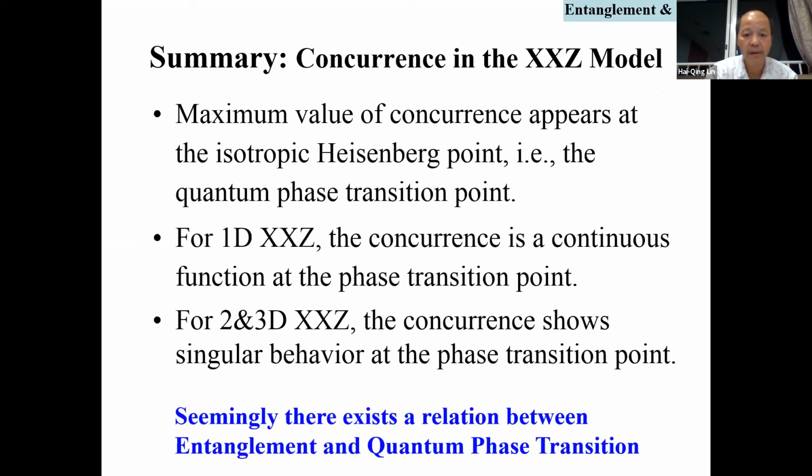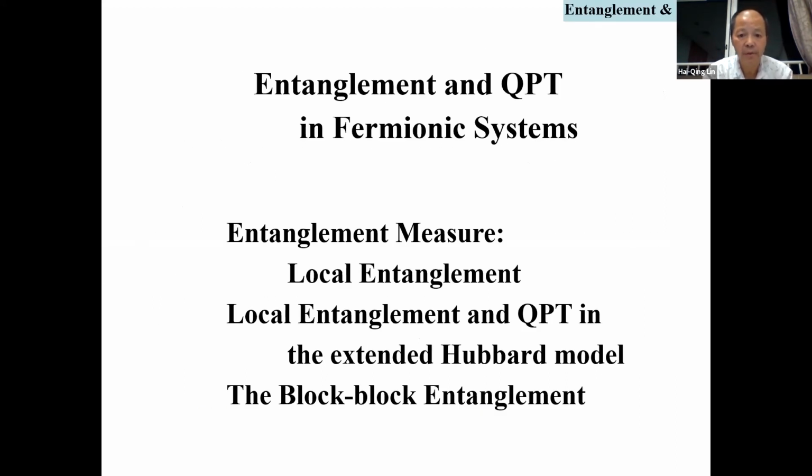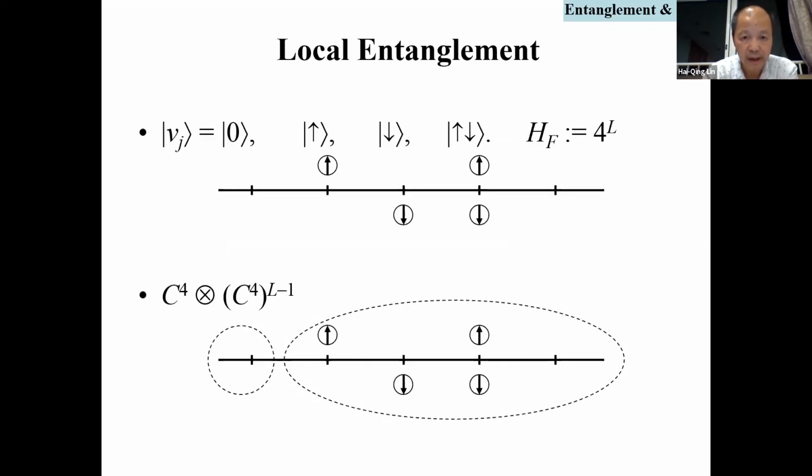Now, let me go to a fermion model by looking at the extended Hubbard model. This is the extended Hubbard model. Because I cannot use concurrence, as I said, concurrence is only for 2-level states. Rather, for a fermion system, each site has 4 degrees of freedom. So I'm going to look at a different thing called local entanglement.